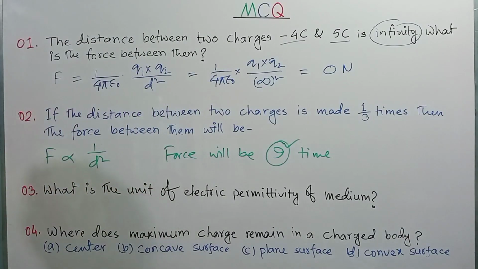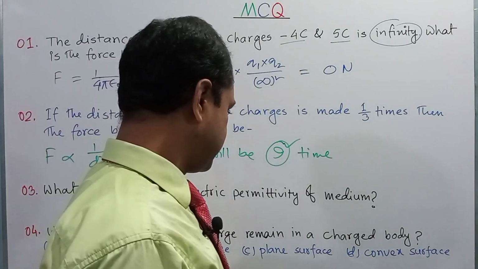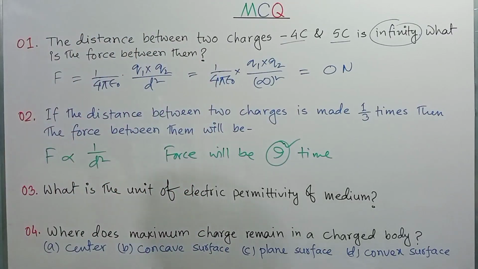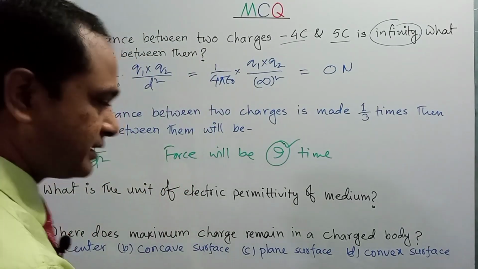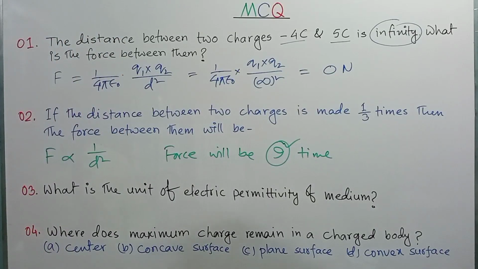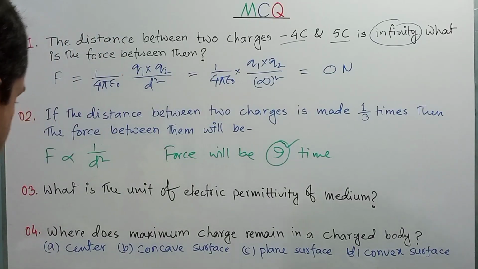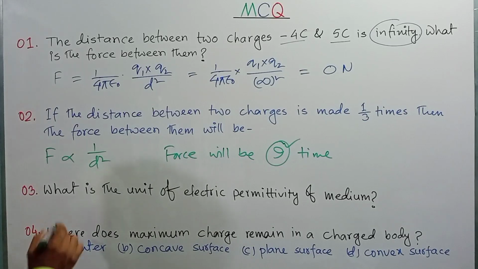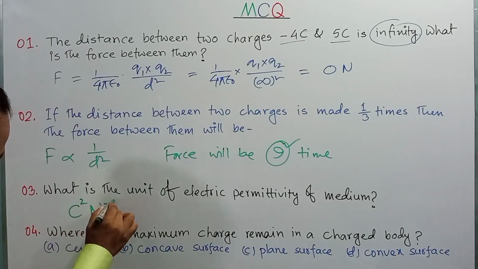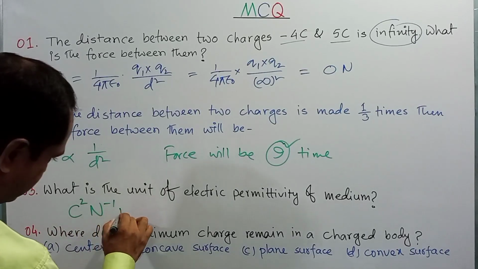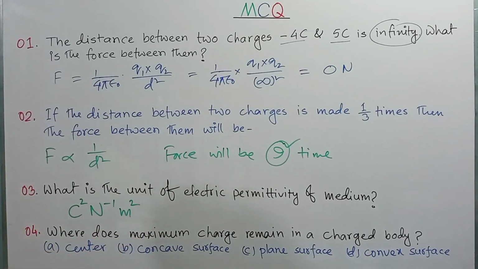In our next question, they said, what is the unit of electric permittivity of the medium, right? Dear student, you know the electric permittivity of the medium is coulomb square per Newton into meter square. This is the unit of electric permittivity of a medium.